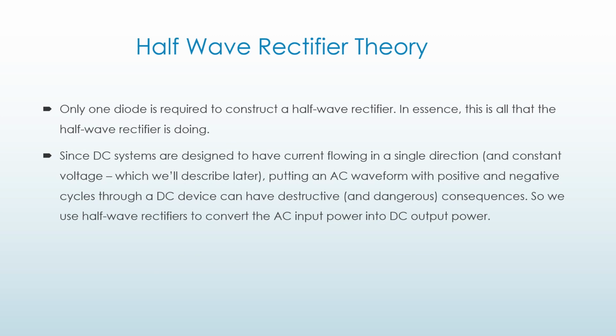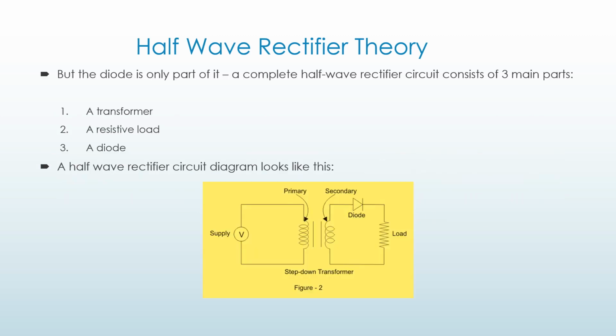Since DC systems are designed to have current flowing in a single direction and constant voltage, which we will describe later, putting an AC waveform with positive and negative cycles through a DC device can have destructive consequences. So we use half-wave rectifiers to convert the AC input power into DC output power. But the diode is only part of it.